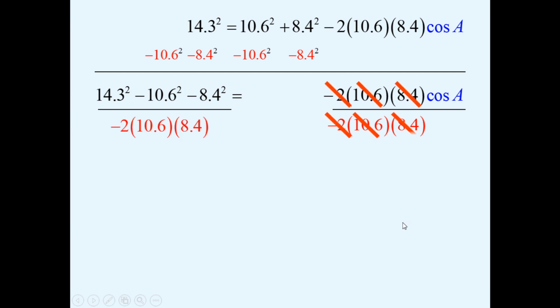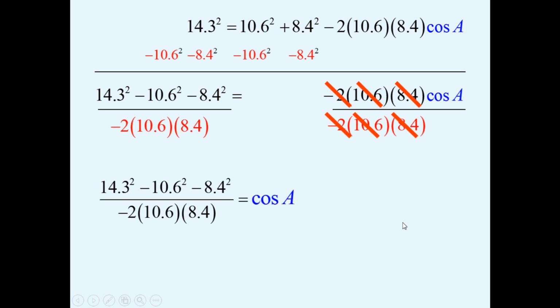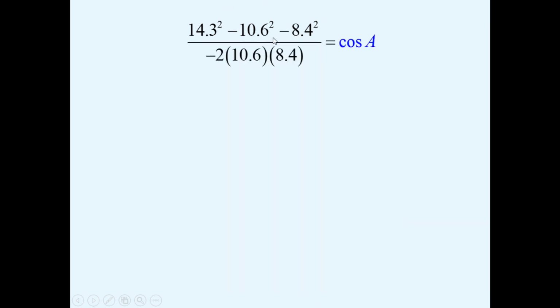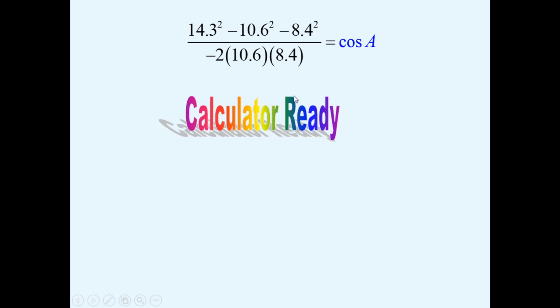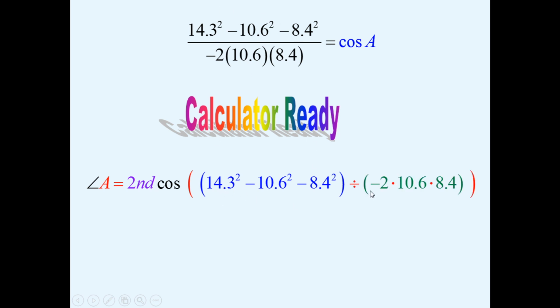Okay, so that will give you a brand new constant. And whatever the new constant that you have right here, that will give you the ratio of cosine of A. So that means we need to take the inverse cosine of the ratio. So the way to do that is second cosine, parentheses, of the whole quantity, divided by, well, I'll try to do that on the calculator. That's the process you need to go through.